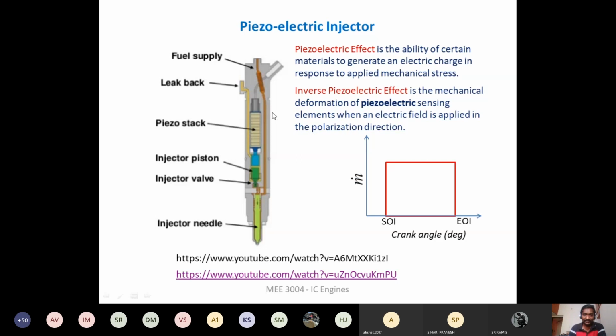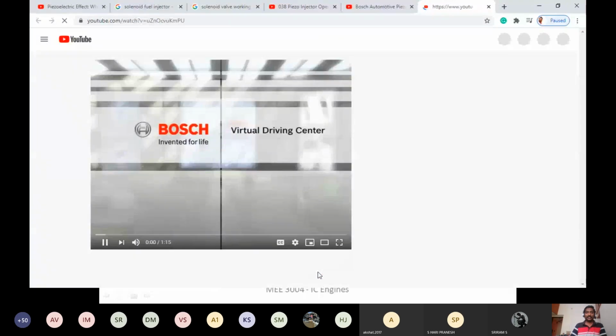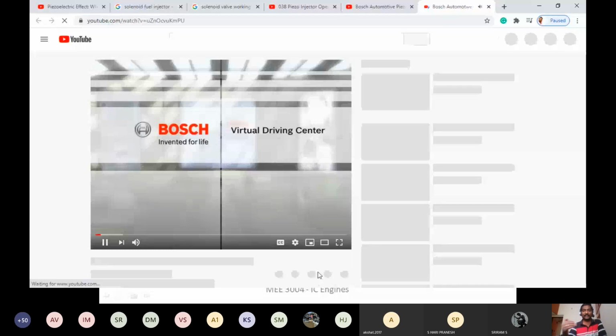Okay, so here you can see this is the main component in the piezoelectric fuel injector. This has around 100 piezoelectric crystals. So when you apply high voltage to these piezoelectric crystals, they are going to undergo slight deformation. Thereby it is going to activate the needle valve and the fuel is going to be supplied. So now you watch this video. This is about the Bosch fuel injector, which works on the piezoelectric effect or inverse piezoelectric effect.